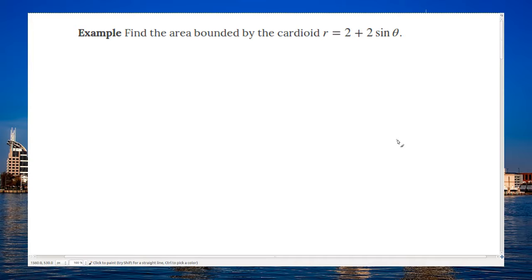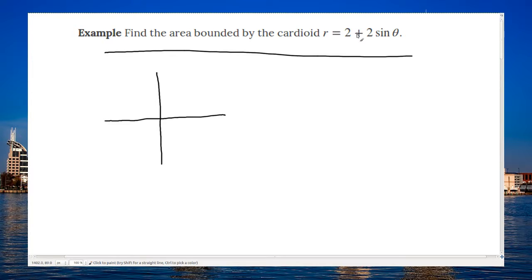Find the area bounded by a cardioid, r equals 2 plus 2 sine of theta. All right, so first things first, it helps me certainly when doing these problems to draw a picture of what's going on. So let's go ahead and sketch this. I'm going to plot a bunch of the theta values. I'll do the usuals: 0, pi over 2, pi, 3 pi over 2, and then 2 pi is going to be the same thing as 0, of course, because it's defined in terms of trig.